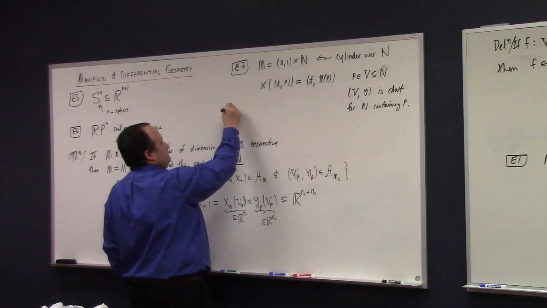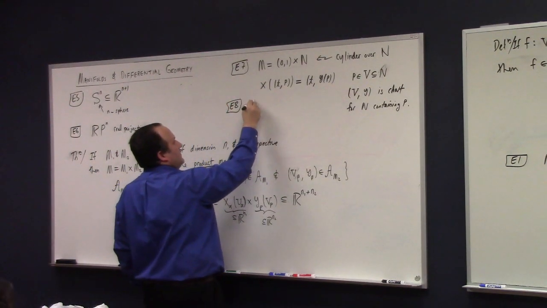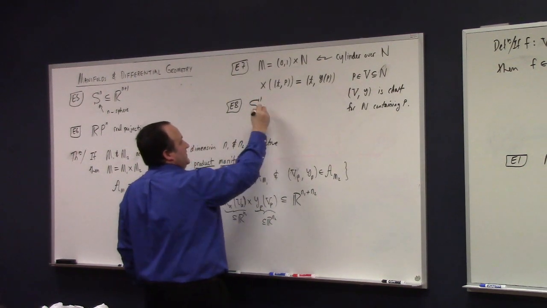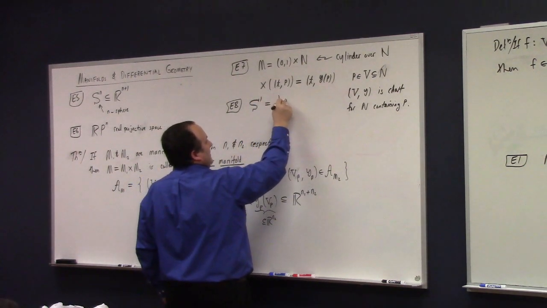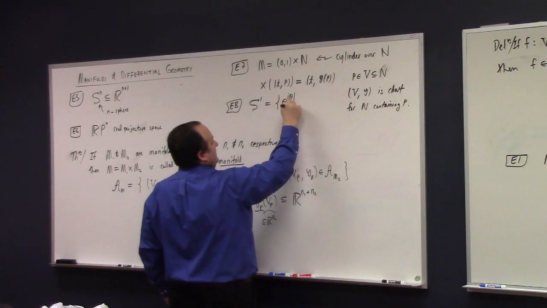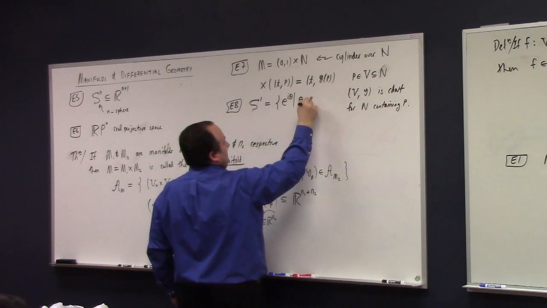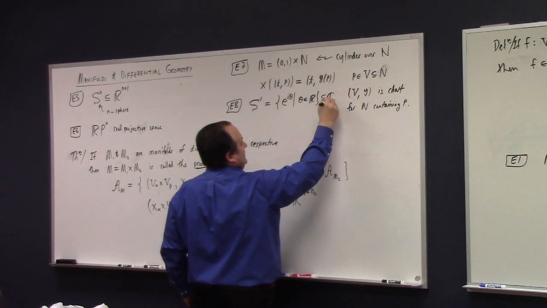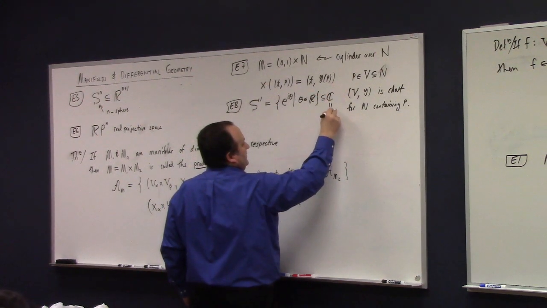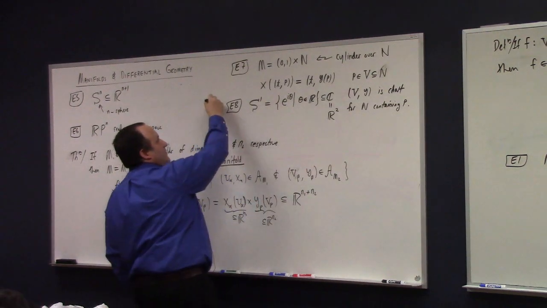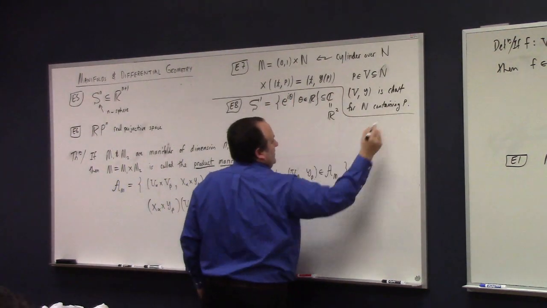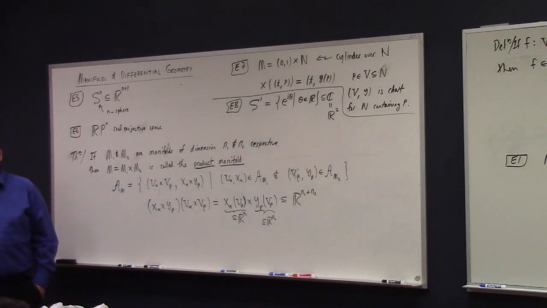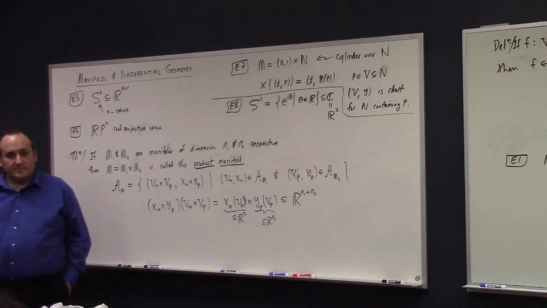Example 8. The one sphere is important. So the one sphere we can just look at as e to the i theta, such that theta is in the reals. That's a subset of C, which we think of as being identified with R2. Usual complex analysis thing, we take the complex plane to be R2. This is the unit circle. This is the standard circle, S1.